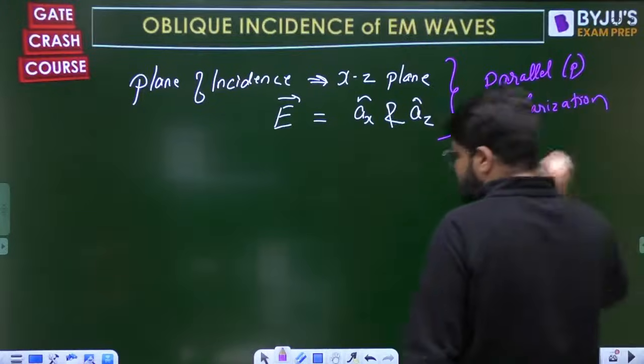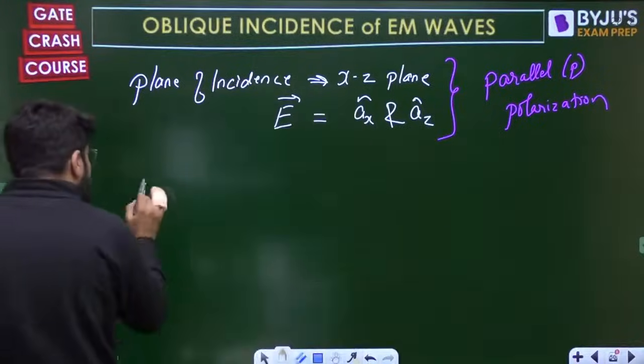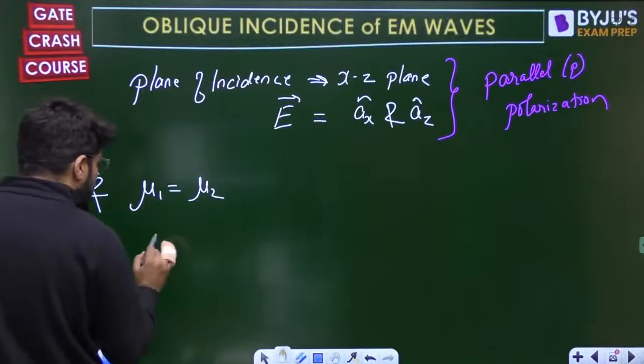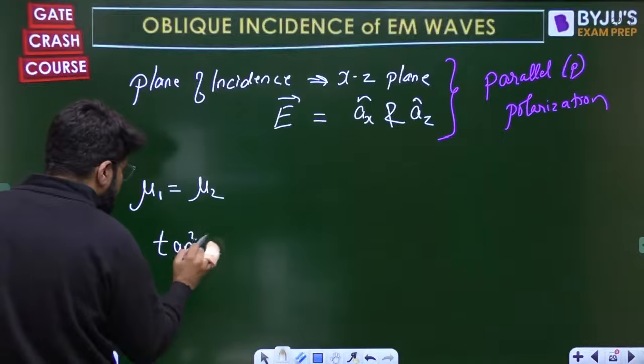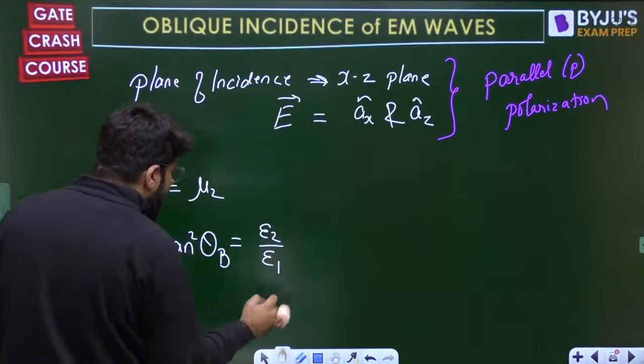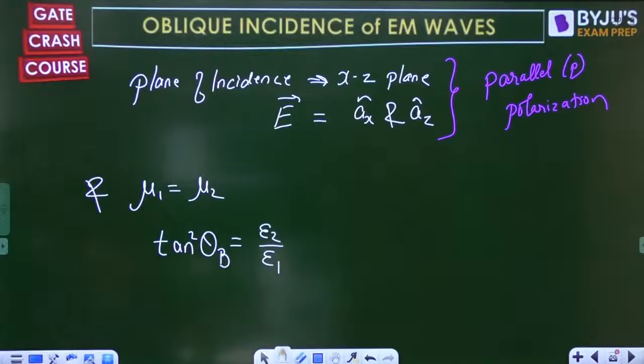Parallel polarization. And furthermore, I was just telling you that mu1 is equal to mu2. That is what I have just shown you. So what is the formula that you are going to use for the Brewster's angle? Tan square theta B is epsilon 2 by epsilon 1.